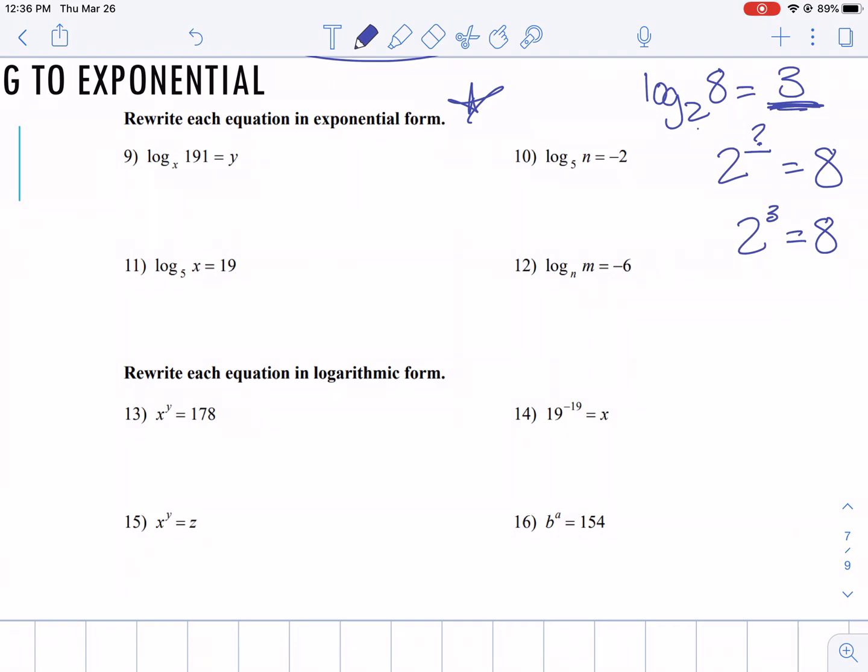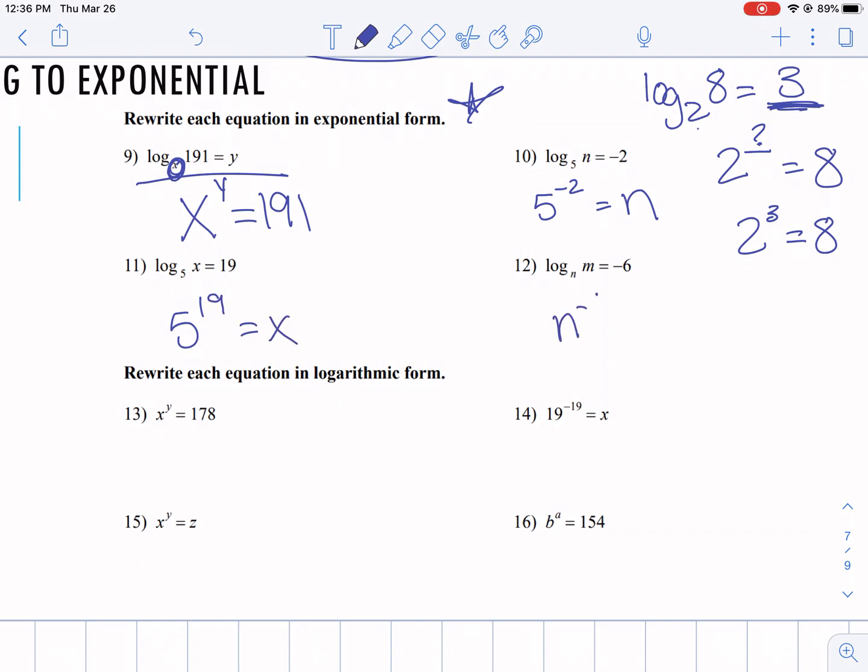So if we look here, it's just practicing, how do I rewrite this into exponential form? So the base of your log is always the base of your exponential function. So x. Then it equals the exponent y, and then 191. So x to the y equals 191. So if I do this here, 5 to the negative 2nd equals n. 5 to the 19th equals x. n to the negative 6 equals m. Okay, so that's how we rewrite into exponential form.